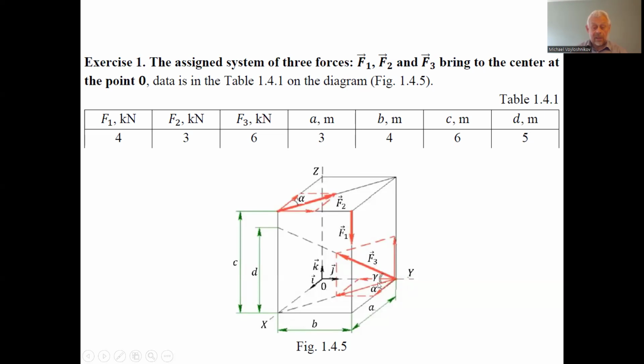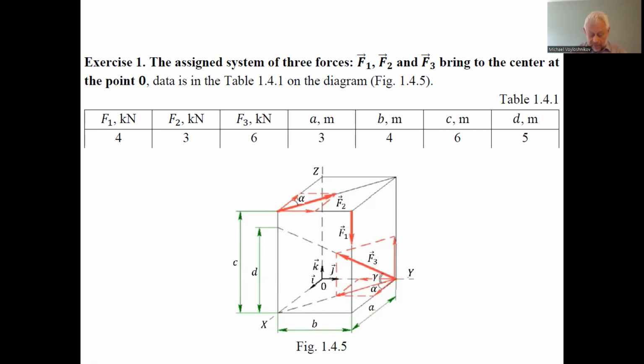So the gamma angle is 45 degree, and then cosine of gamma is 0.707. Gamma is 45 degree because this is the right angle triangle. This is right angle, and the two legs we have 5 meters. That's why if two legs are 5 meters, the angle is 45 degree. And cosine of 45 degrees is 0.707.